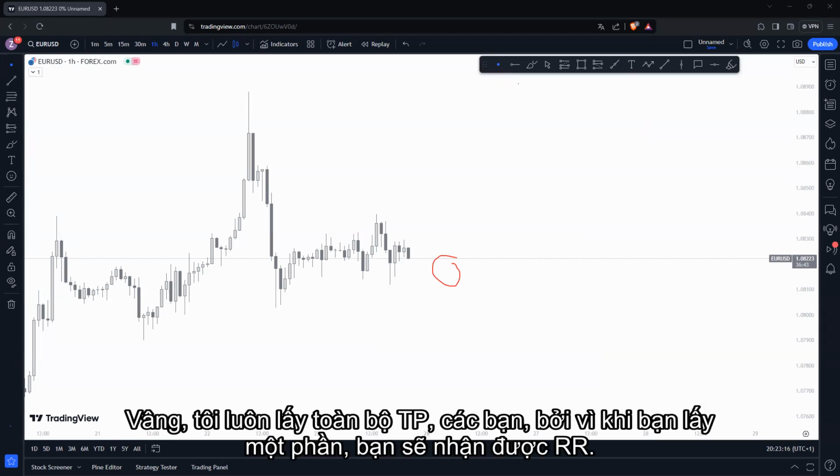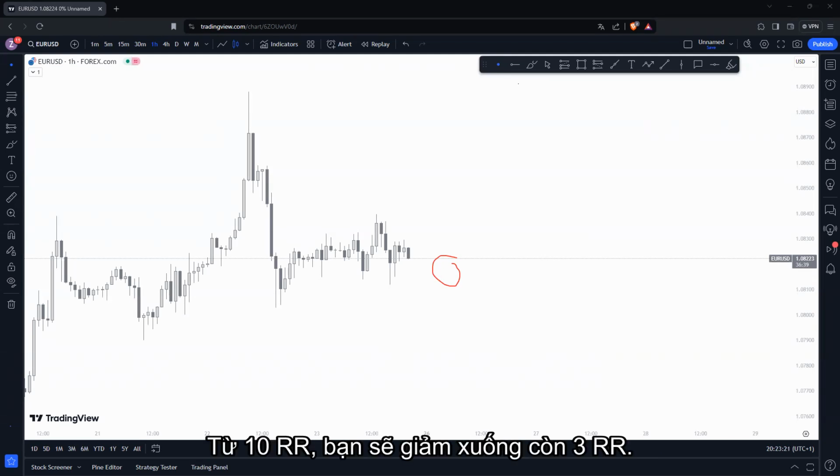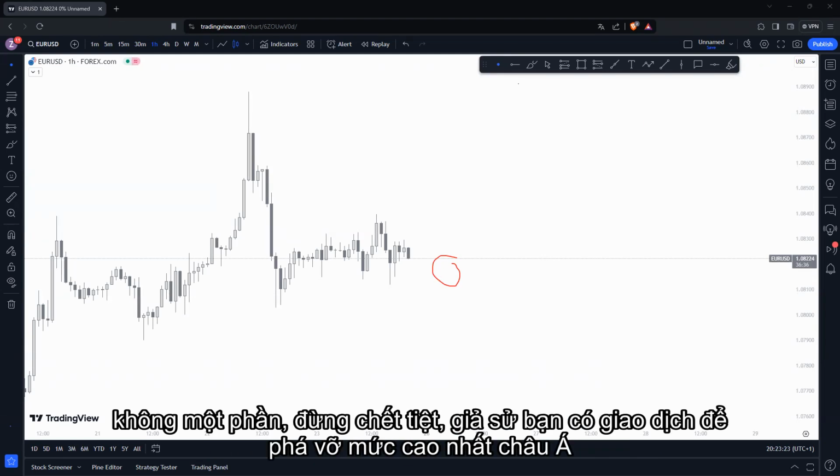Yeah, I always take full TP, guys, because when you take partial, you're going to mess up the RR. From 10 RR, you're going to jump all the way down to 3 RR. Do not partial. Do not partial.